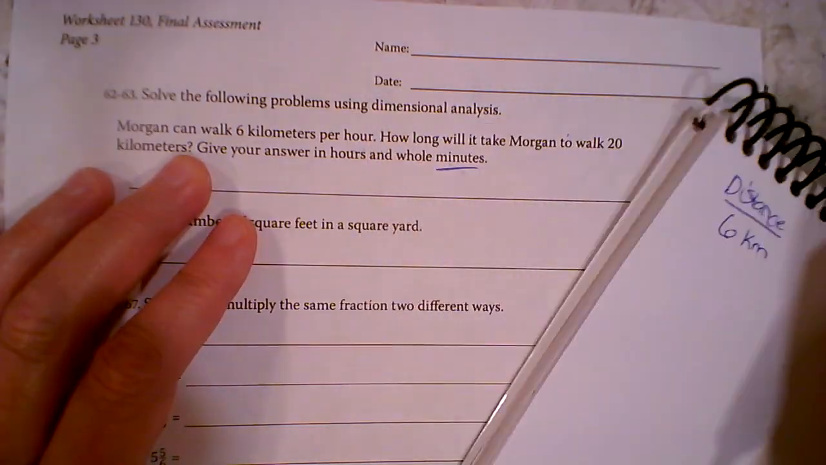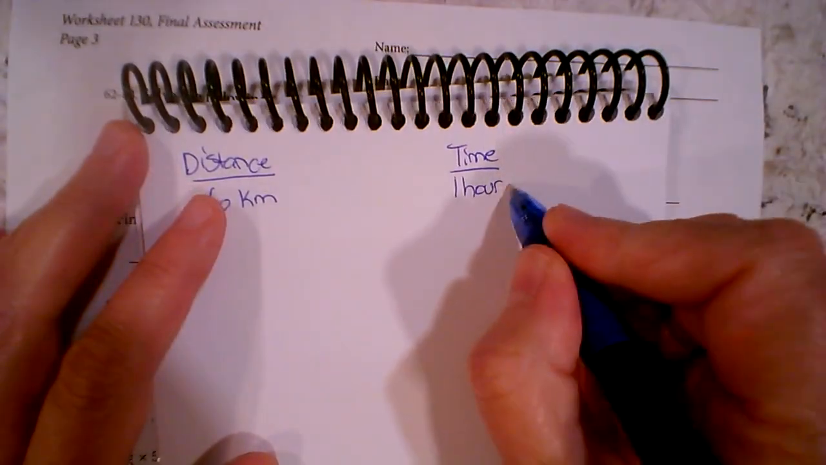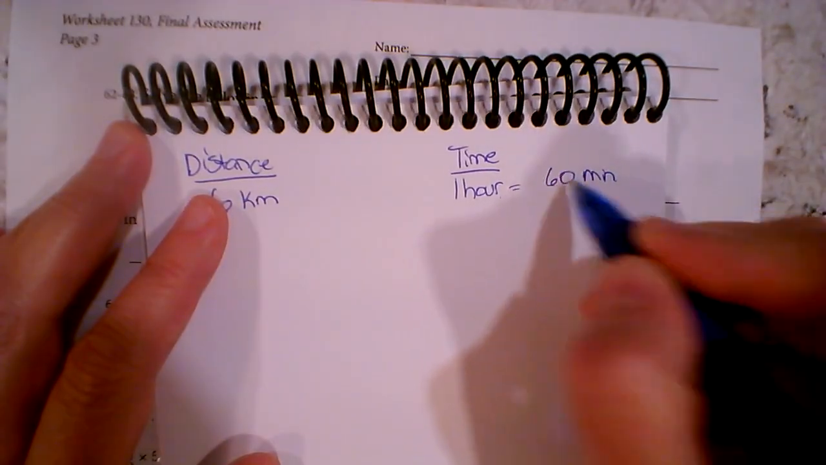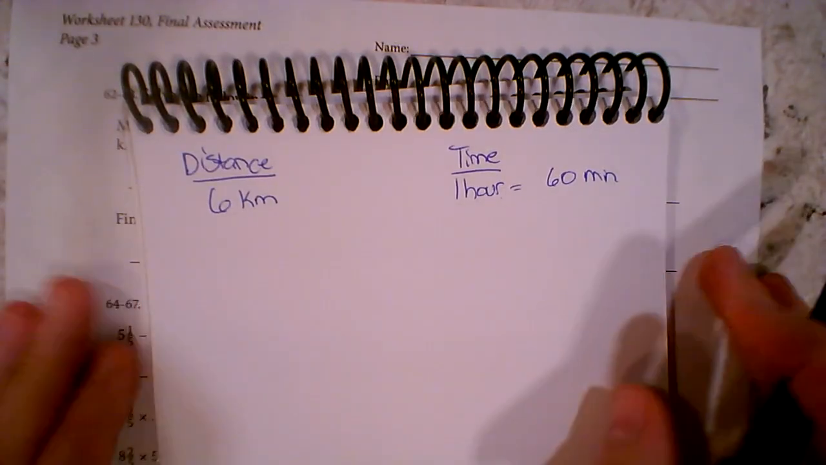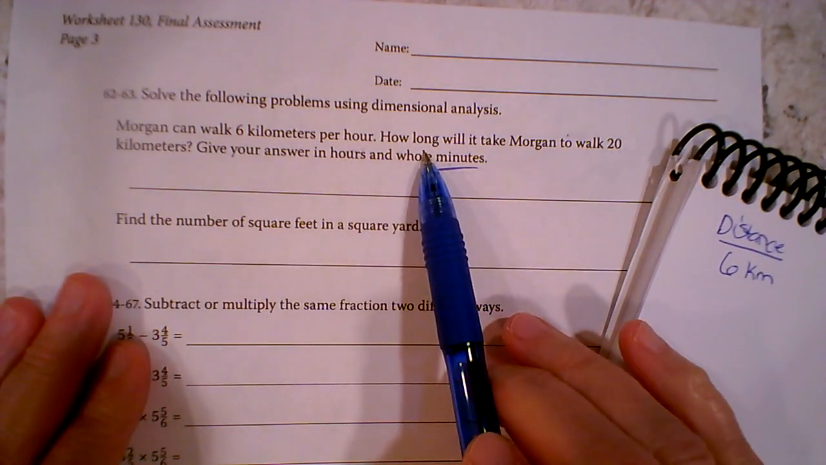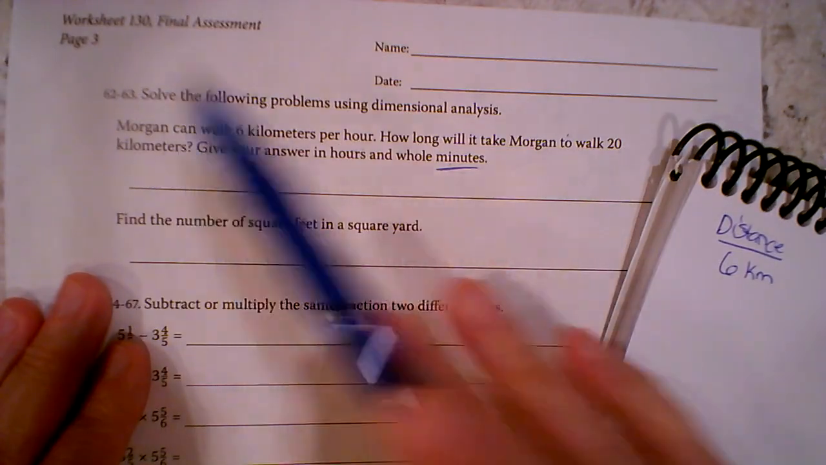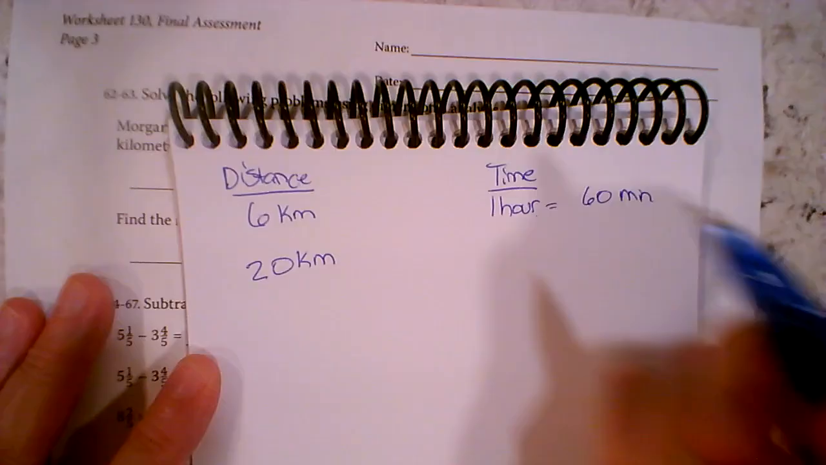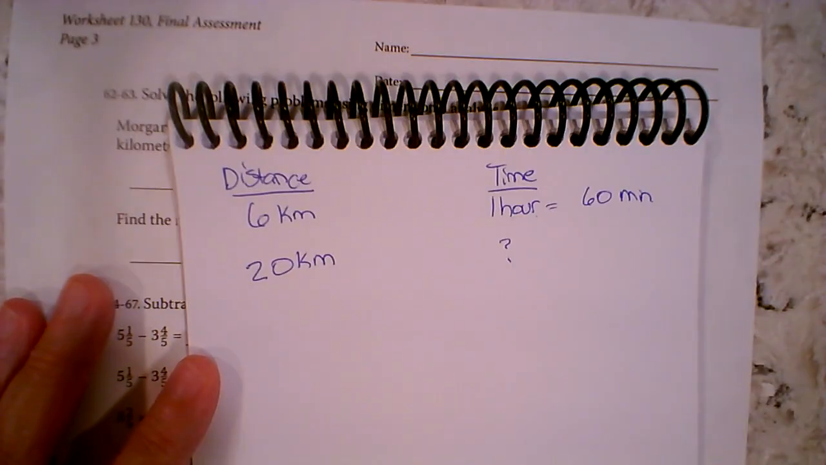However, remember, we're wanting the smallest unit of time, which is going to be in minutes. So we have 1 hour, but how many minutes is in 1 hour? 60 minutes, right? So I'm going to consider this as 60 minutes. Now let's take a look at the information we're looking for. How long will it take Morgan to walk 20 kilometers? So 20 kilometers goes in the distance column. Do I know the time? I do not know the time. So that's what we're going to be looking for.